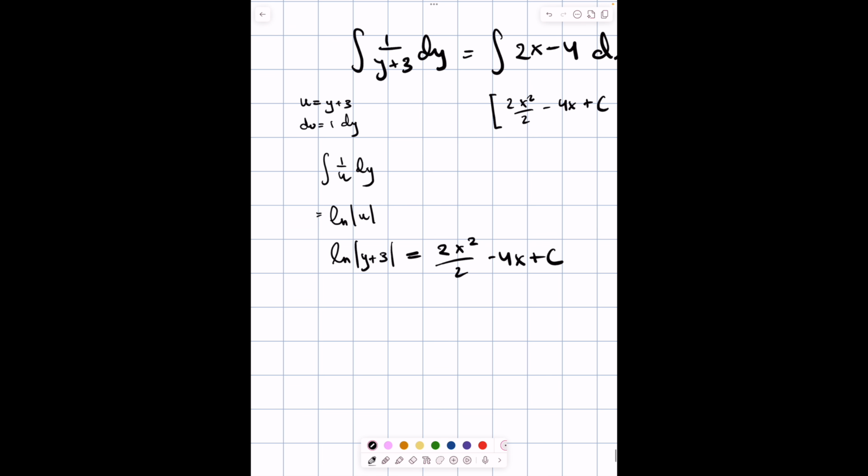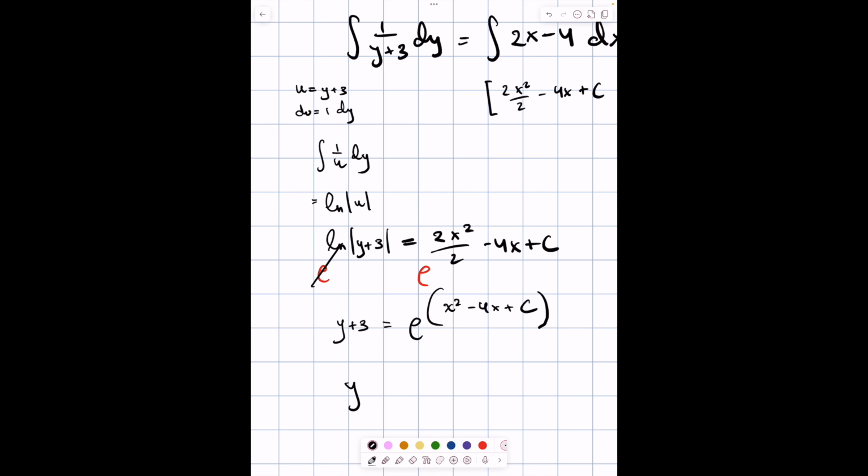Okay, now final step, we still need to solve for y. Just like always, we want to take the inverse of natural log, which is e. So we get y plus 3, because these cancel out, and then e to the power of x squared over 2, which is just x squared, minus 4x plus c. Then y equals e to the x squared minus 4x plus c, minus 3.